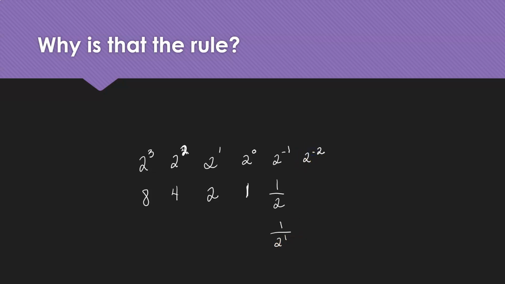2 to the negative second power. What's half of a half? Well, it's a fourth. And lo and behold, it's 1 over 2 to the positive second power, or 1 fourth. We'll do one more. 2 to the negative third power. What is half of a fourth? Well, that's an eighth, or 1 over 2 to the positive third power. So that's why that's the rule for negative exponents. So let's do some more examples.